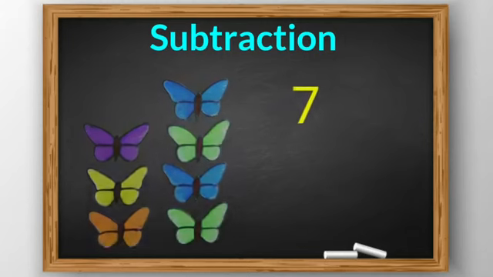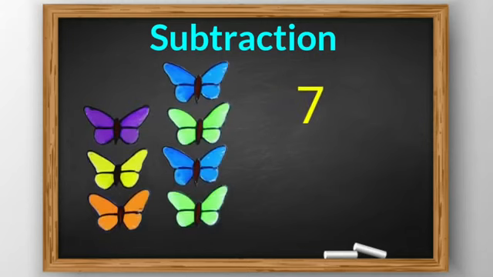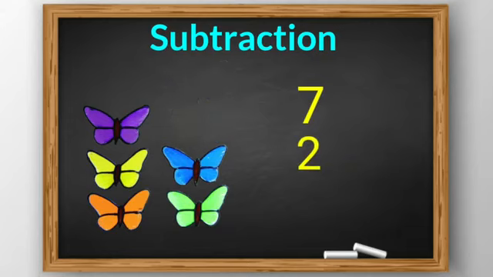There are 7 butterflies in the garden. If 2 butterflies flew away, how many butterflies are left now? 7 minus 2 equal to 5. There are only 5 butterflies left in the garden.